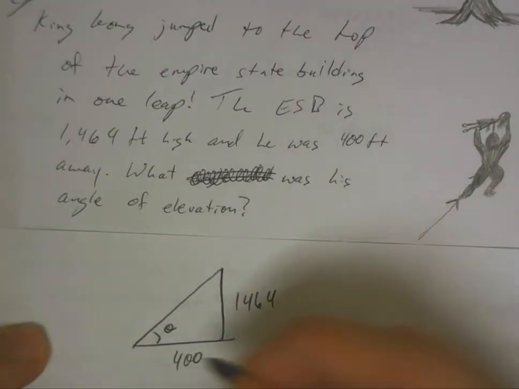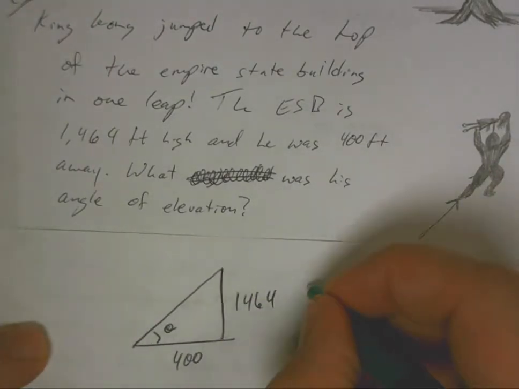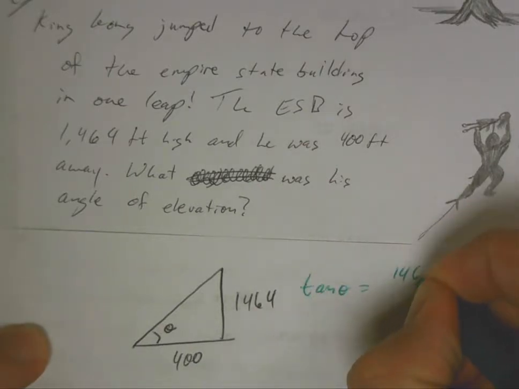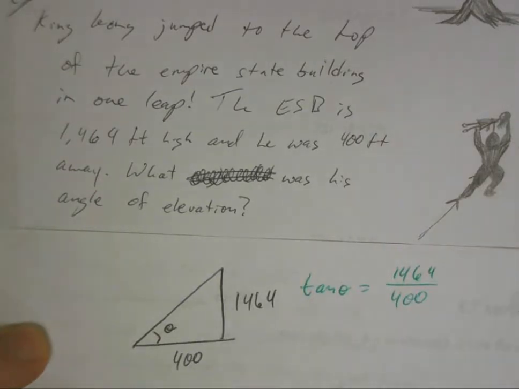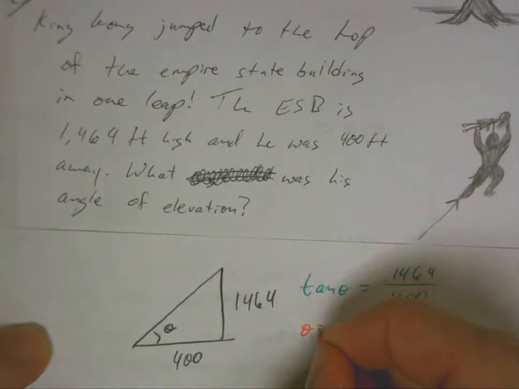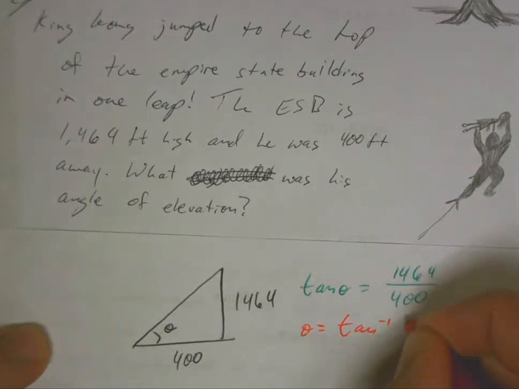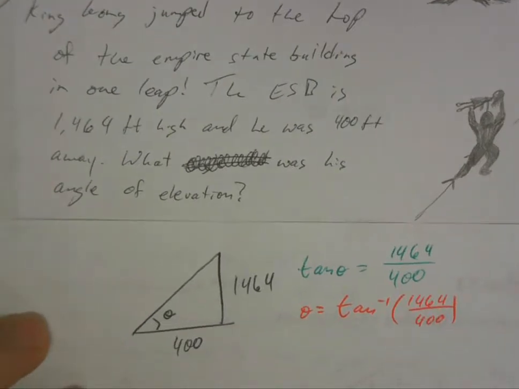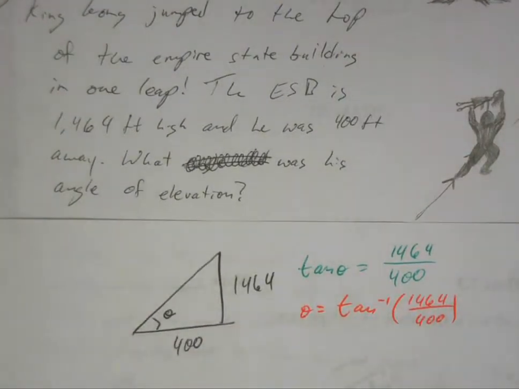I have my opposite side. I have my adjacent side. So I can say that tangent of theta equals opposite over adjacent. I want to find the angle, so I will use an inverse function, so tangent inverse of 1464 over 400. And then punch it in your calculator.